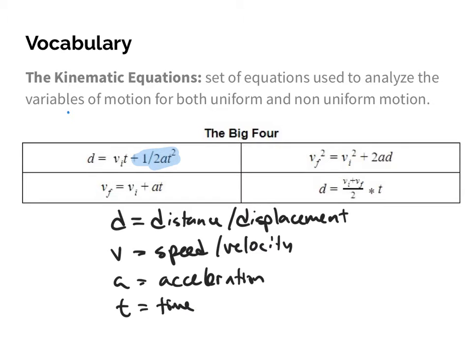It's very similar to what we learned in section 4 with the height equation: 1/2 GT squared. I didn't get that equation from nowhere, folks. It actually comes from one of the kinematic equations.